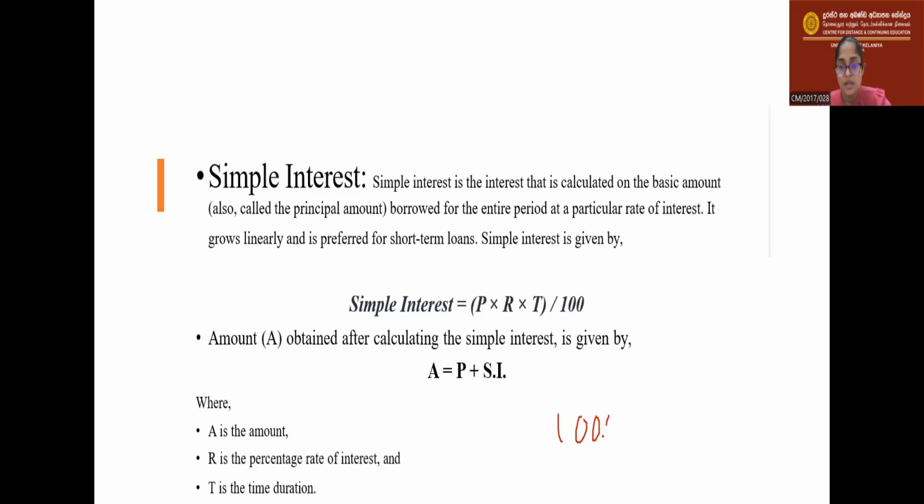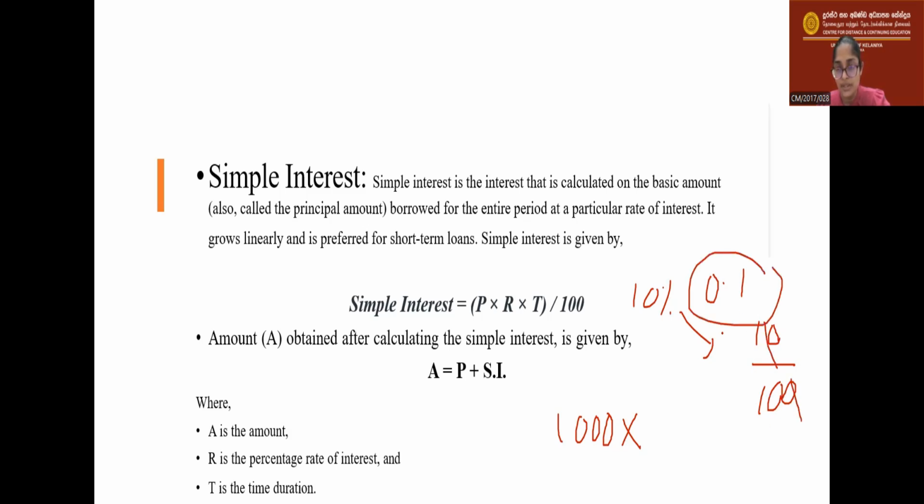1,000, right? Suppose the relevant interest is 10%. 10%, we can get 0.1, right? How did it come? 10% means 10 over 100. 10 over 100 means, cut off the zeros, 1 over 10, which means 0.1. So rather than directly writing 10%, I can write 0.1.